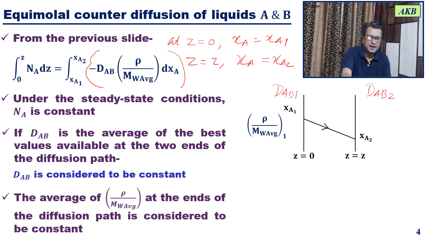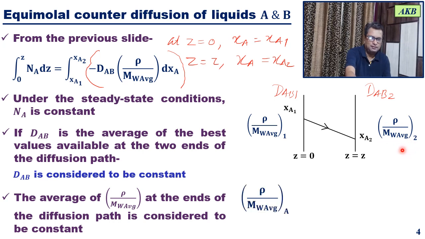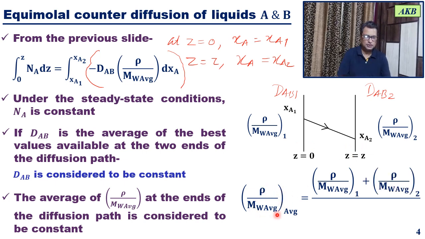Similarly, at this end, you will have one value of this group. Which group? Rho upon MW average 1. And at the other end, you will have rho upon MW average 2. And we are going to use the average value of these two, that is rho upon MW average, equal to rho upon MW average 1 plus rho upon MW average 2 divided by 2. And this average value, we will consider to be constant.